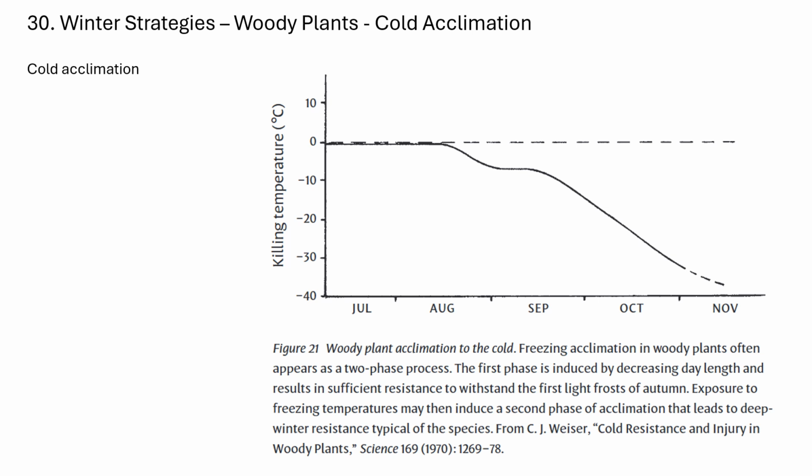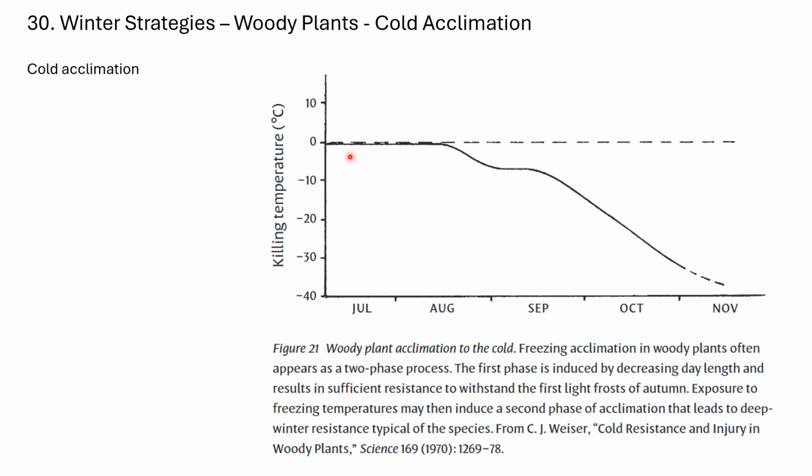The woody plants, or these trees, there's some biochemical things that are happening that allow them to acclimate to cold temperatures. And this is a figure that I took from your textbook, and we can see on the x-axis we've got the seasons, or the months of the year, July through November, and on the y-axis here we've got the killing temperature.